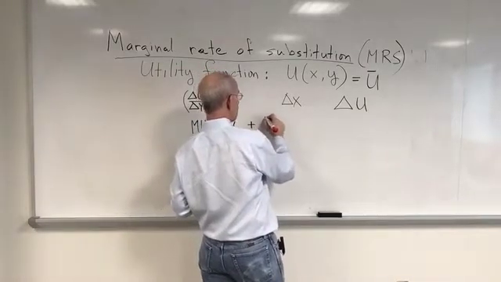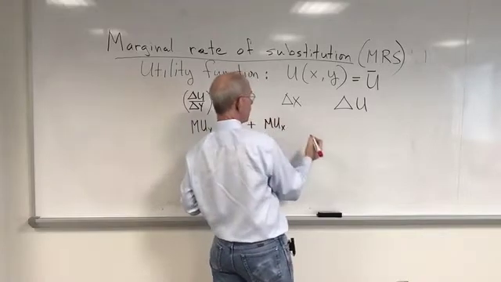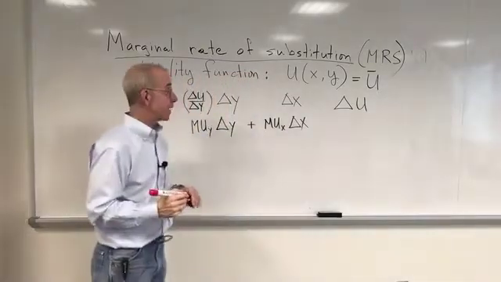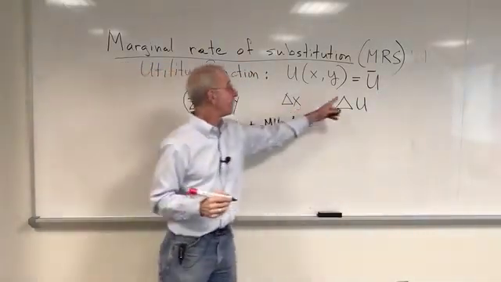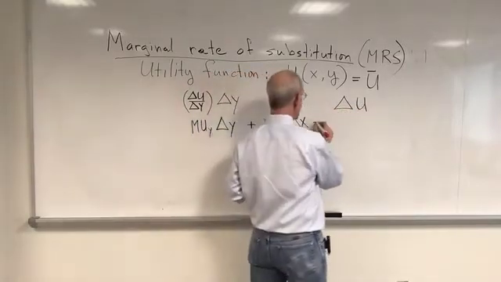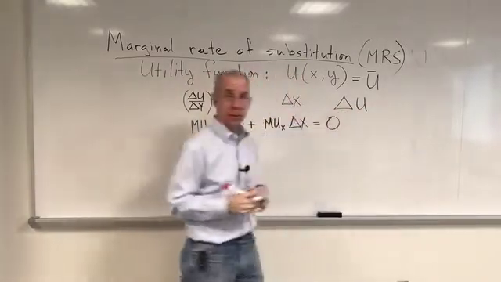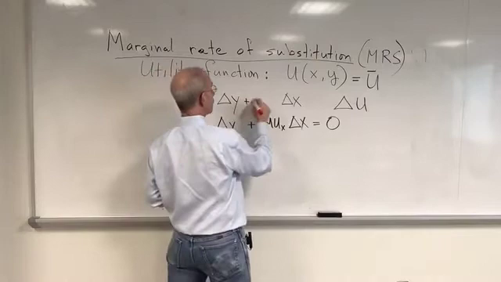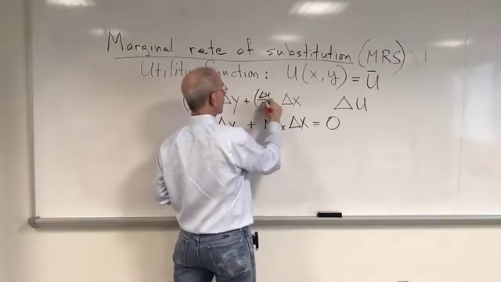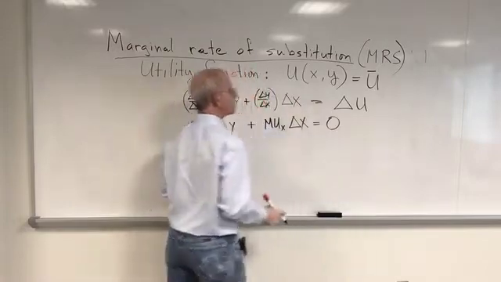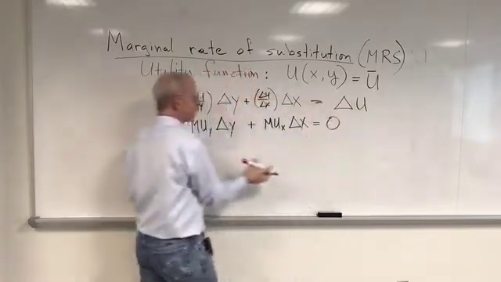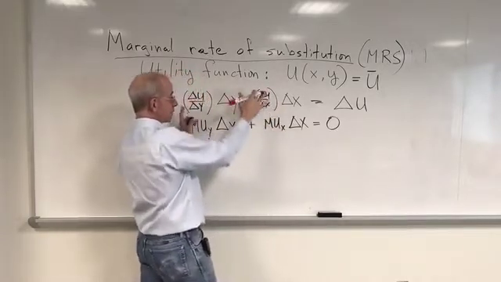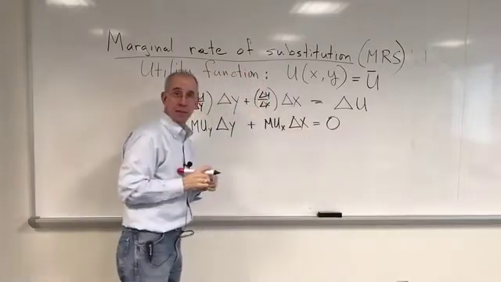Plus the analog for X multiplied times how many units of X have changed. And then we've got the change in utility, which we are holding constant because we're looking at an indifference curve. So let me write this out. This is the general form, and then we're going to substitute these definitions of marginal utility into these things with the parentheses and holding utility constant.